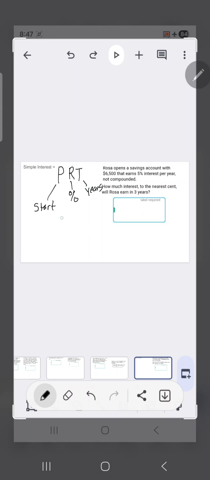So when I read this problem, I'm finding that Rosa's putting $6,500 in at 5% interest for 3 years. So we're going to multiply those together to find the interest. So we're going to do 6,500 times 5, hit the percent symbol on your calculator, times 3. So 6,500 times 5% times 3 years comes out to be $975.